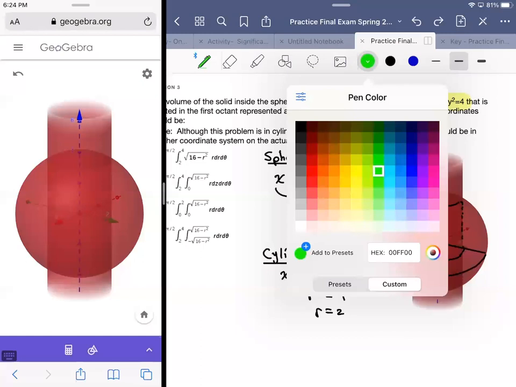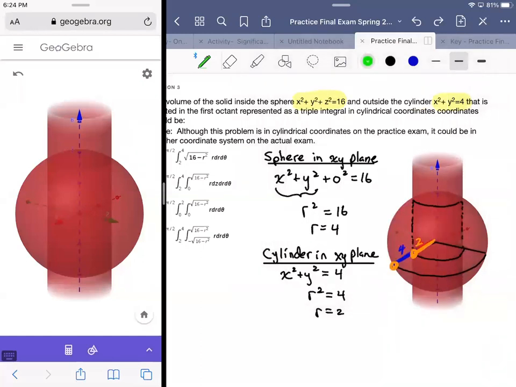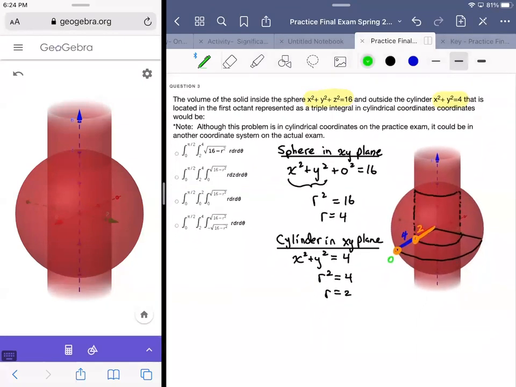Let's go to green here. We're starting off at 0, and I only want the first octave. So 0 to pi over 2 is all I care about. No help there because each one of the choices has a 0 to pi over 2. So that's one where you can kind of use the choice to your advantage.